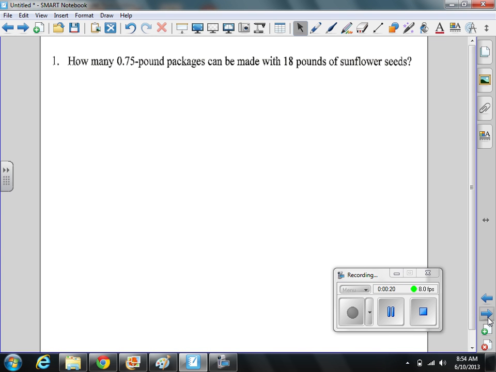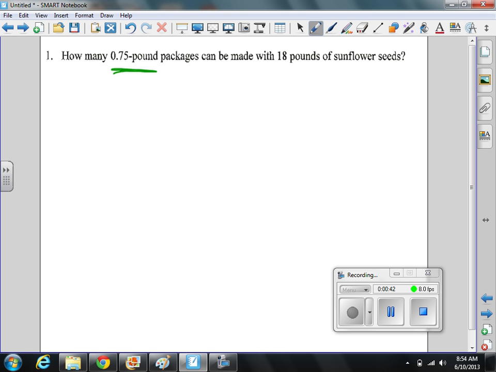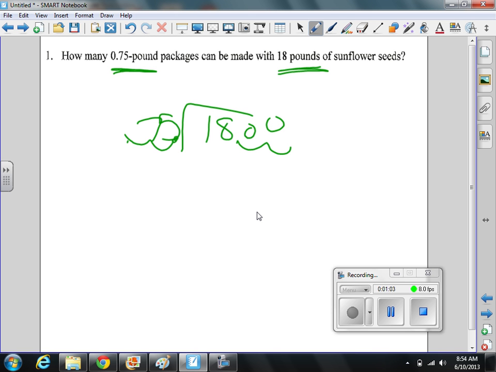For question number 1, we want to know how many 75 hundredths of a pound packages can be made with a total of 18 pounds of sunflower seeds. So the question is how many 75 hundredths of a pound are in 18 pounds? So we move the decimal point twice to the right, and we move this decimal point twice to the right. And now we divide as normal.